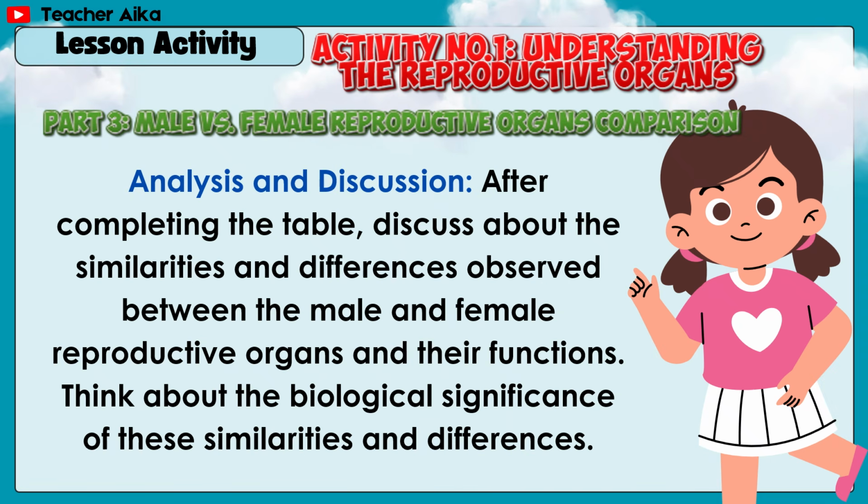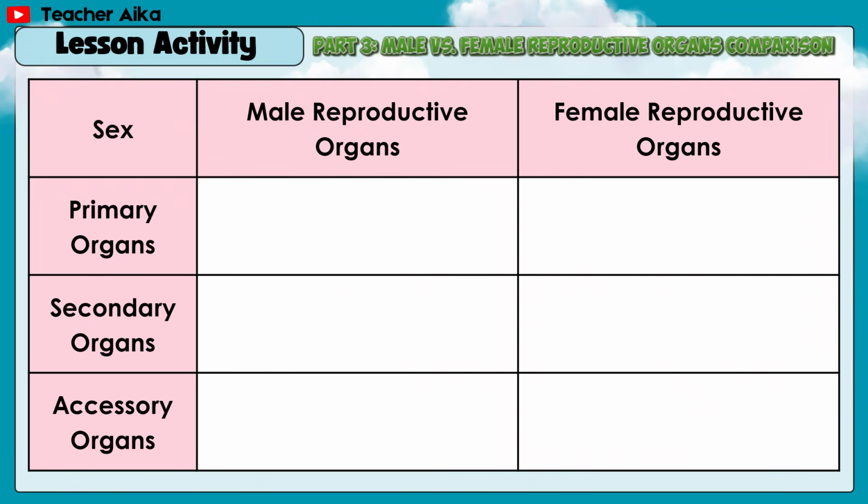Fourth, analysis and discussion. After completing the table, discuss the similarities and differences observed between the male and female reproductive organs and their functions. Think about the biological significance of these similarities and differences. And here's the table that you need to answer.